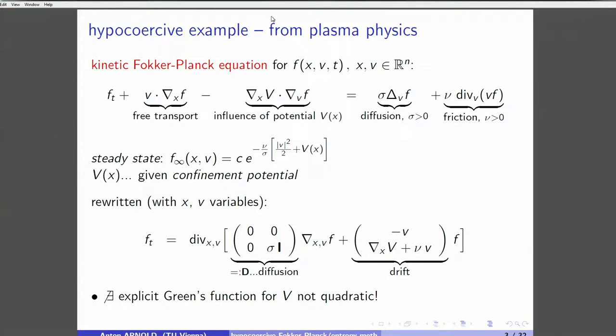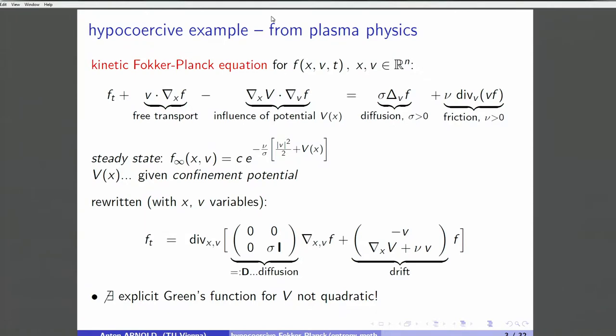For this situation, say with a quadratic potential, you could argue, concerning the large time behavior, that you can write down explicitly the Green's function, which will then tell you what the exact and sharp decay rate is. However, if this potential is not quadratic, then you won't have the Green's function, and then you will have to resort to other methods.